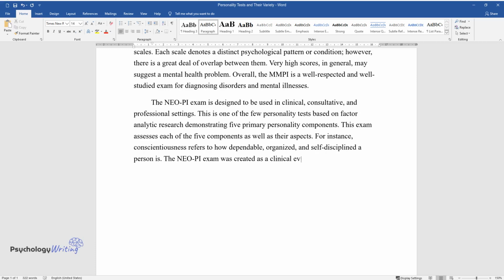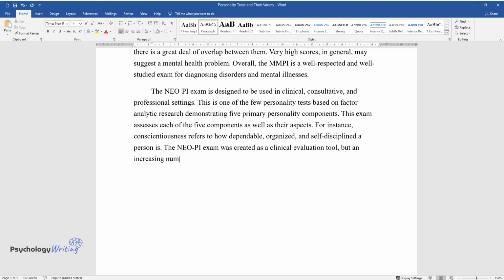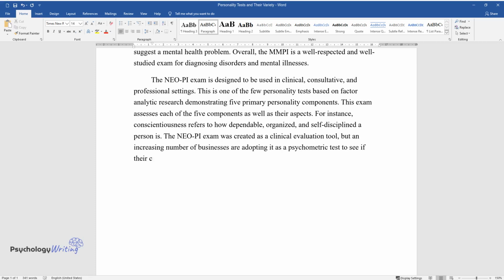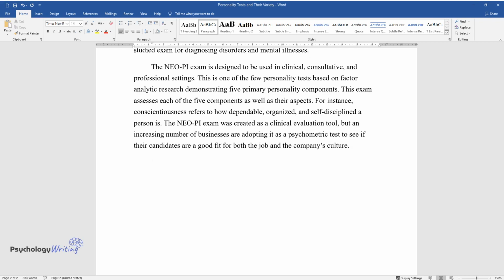The NEOPI exam was created as a clinical evaluation tool, but an increasing number of businesses are adopting it as a psychometric test to see if their candidates are a good fit for both the job and the company's culture.